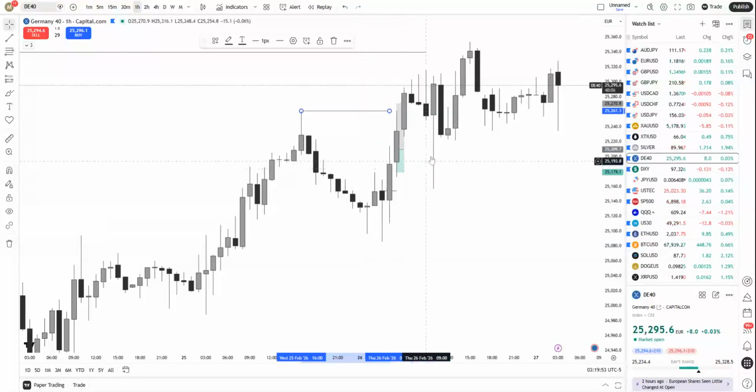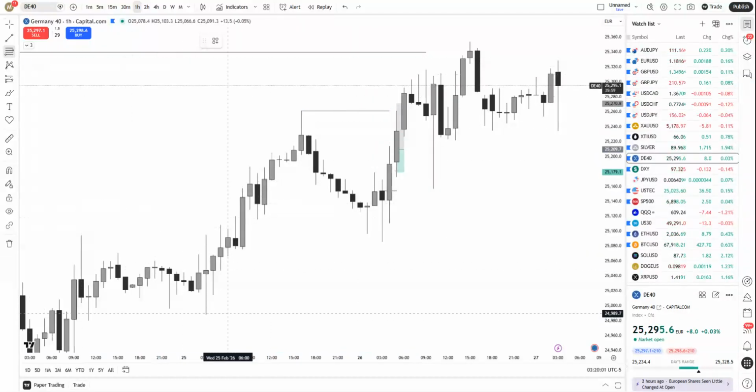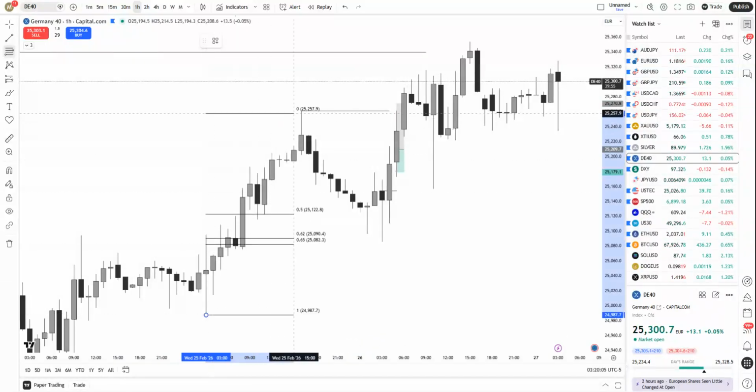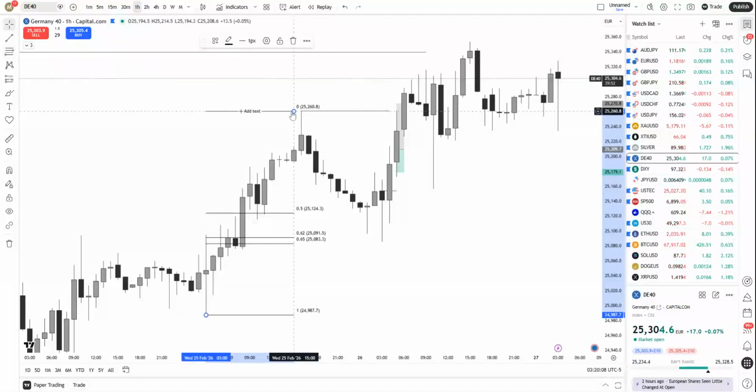So how do I find my entry? What I generally do is get the fib and go from the low of the previous day to the high. I'm not too bothered about these levels, but the main one I'm looking at is the 50% level of that range. Is price closing below it? Is it respecting it, and are we seeing signs of continuation? That's literally all I'm looking for.